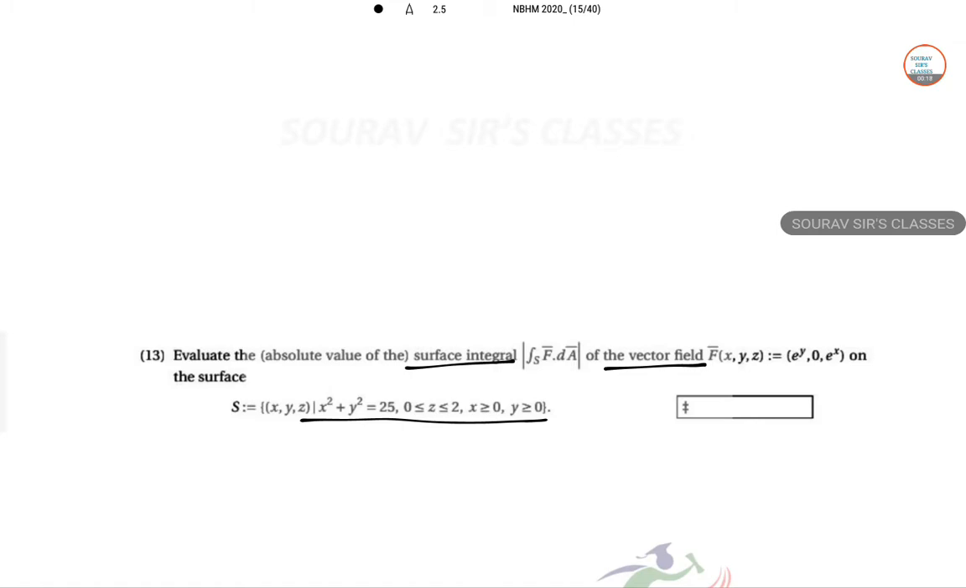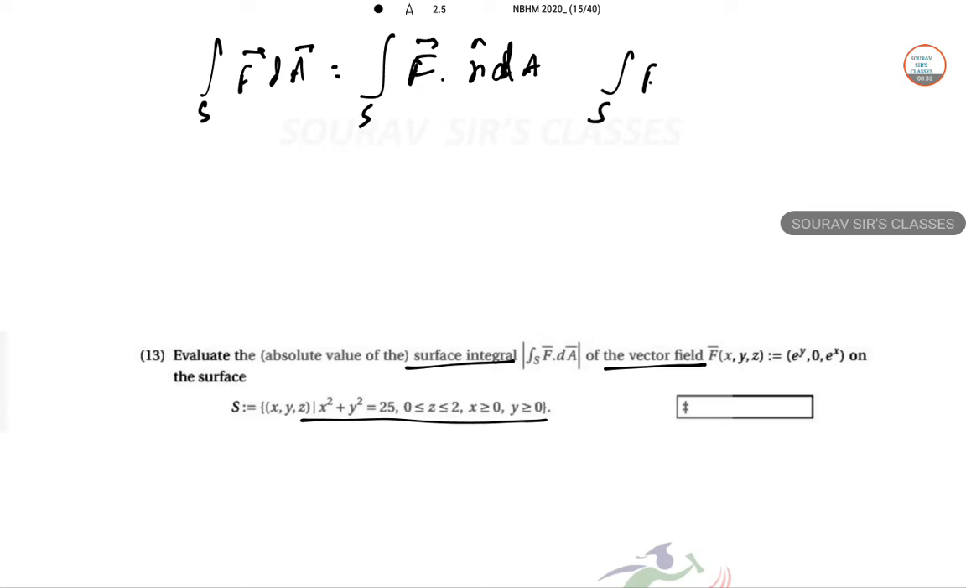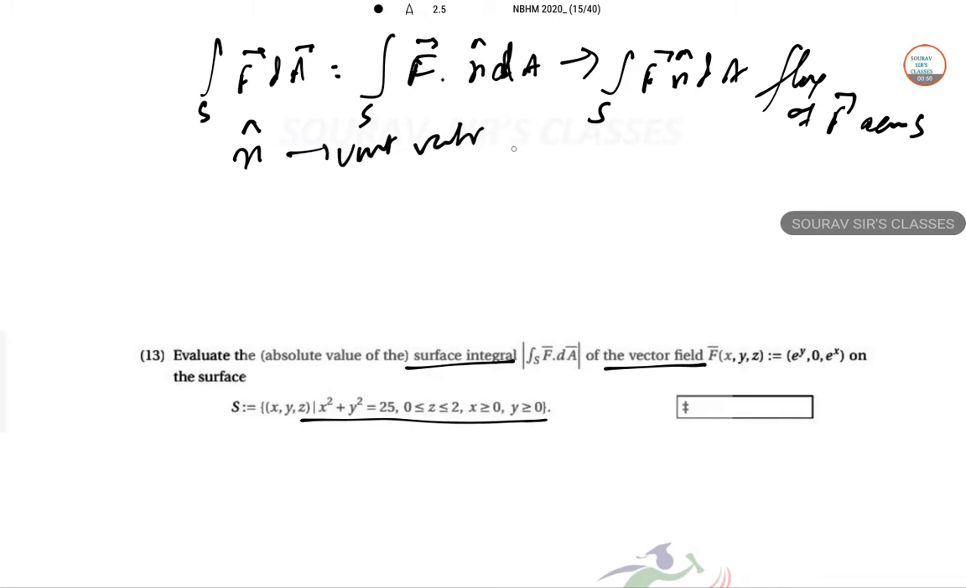So an integral which is evaluated on a surface is called a surface integral. The surface integral का formula basic है ∬ F·dA equal to ∬ F·n dA, where ∬ F·n dA ये जो है is also called the flux of F across the surface S, and n is the unit vector at the point P on the surface S in the direction of the outward drawn normal of the surface.